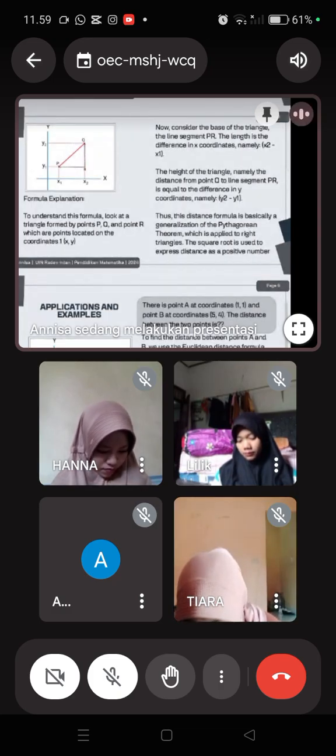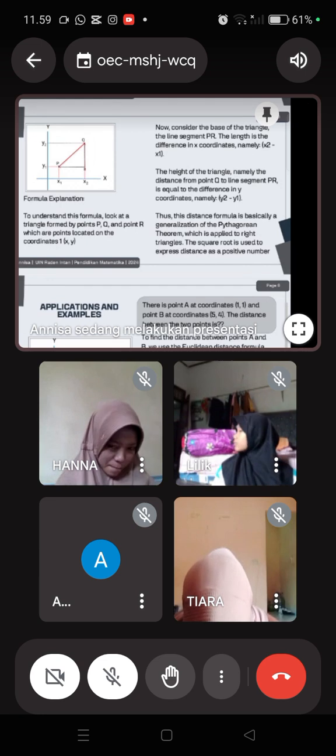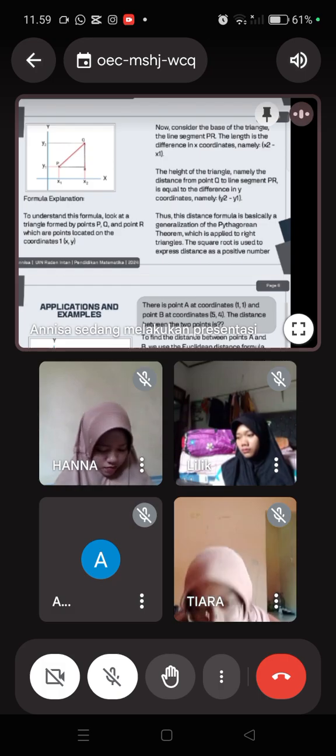In Pythagoras, the length of PQ is the same as the hypotenuse of the triangle. So, length PQ squared equals PR squared plus RQ squared, where PR is the difference in x and QR is the difference in y.